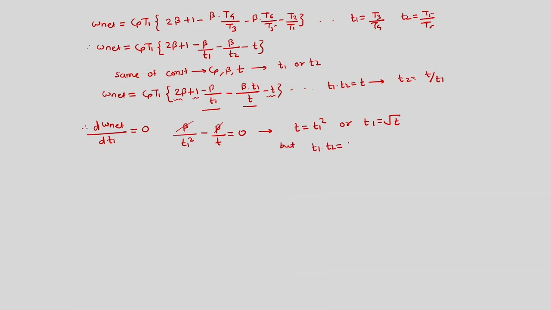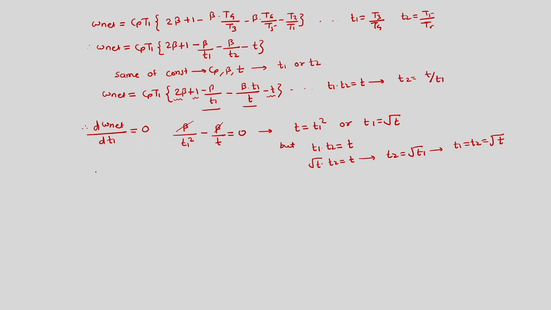But we know that T1 into T2 is equal to T. So here T1 is root T, so root T into T2 is equal to T. So this leads to the fact that T2 is equal to square root of T. So it leads to T1 is equal to T2 is equal to square root of T.